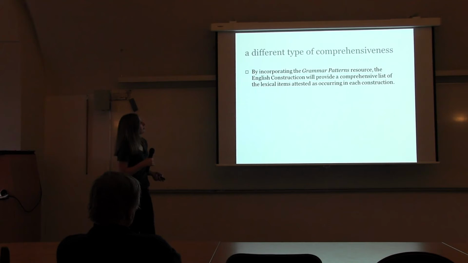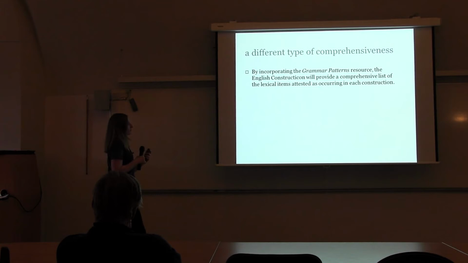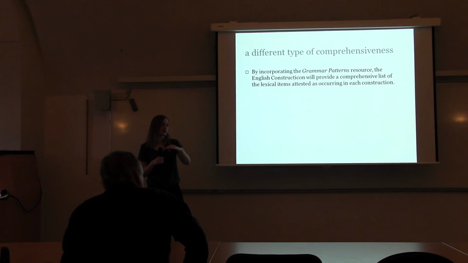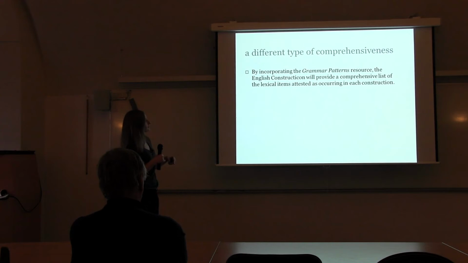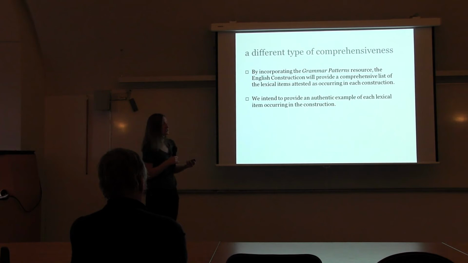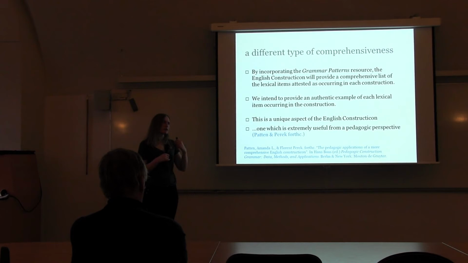Now, by incorporating grammar patterns into our resource, we also have another unique aspect to our Constructicon. So for each construction, we'll have the form, its relationship to the meaning, all of the other relationships to constructions, but because grammar patterns gives a comprehensive list of the lexical items that occur in each pattern, then we can also have a comprehensive list of lexical items occurring in each construction. And ideally what we'd like to have is an example of each item occurring in the construction. And that also would be something unique to the English Constructicon, because most Constructicons just give a few examples, 3 to 10 examples. But this would really show the productivity of each construction.